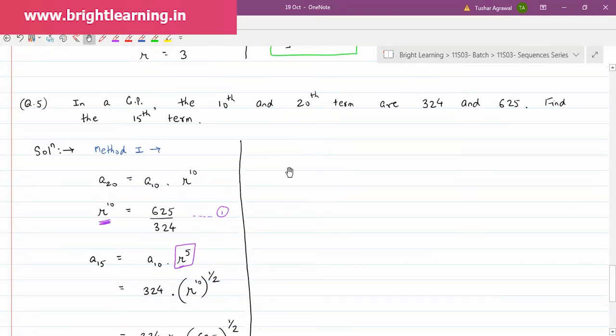My other statement is that the 10th term, 12th term, 14th term, 16th term, 18th term, and 20th term, these together form a different geometric progression. How am I reaching this result? So see.